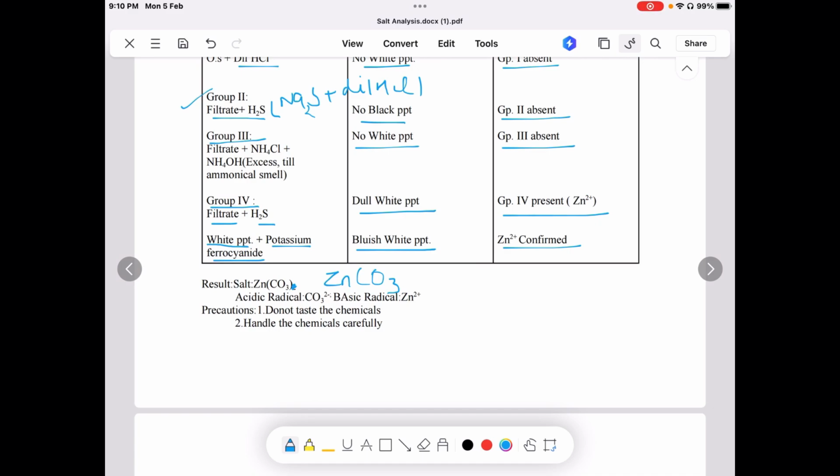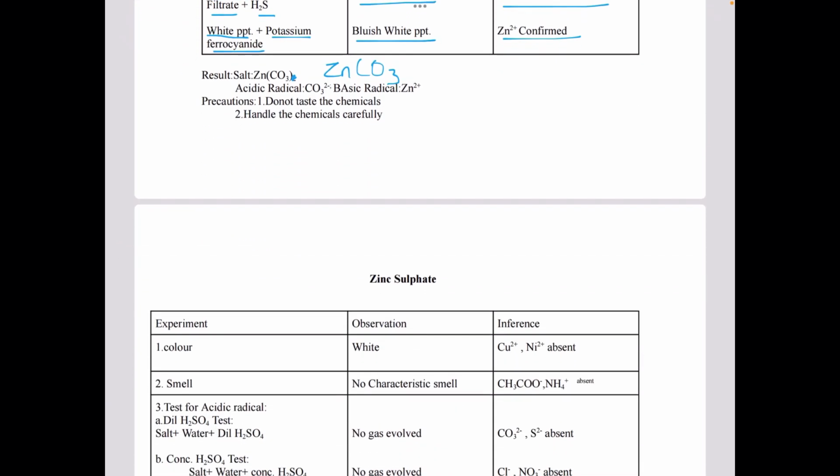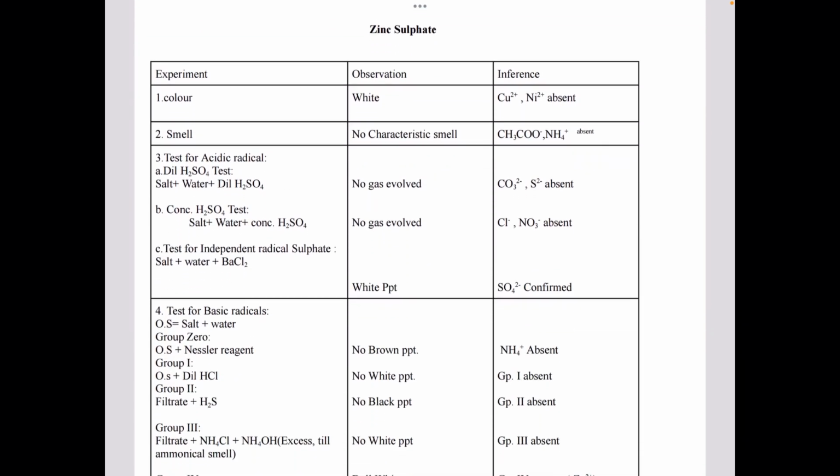Acidic radical here is carbonate. Basic radical is zinc. Precautions, again you write 2 precautions at the end of your experiment. Do not taste the chemical, handle the chemicals carefully. In a similar manner, you can write for the zinc sulfate.